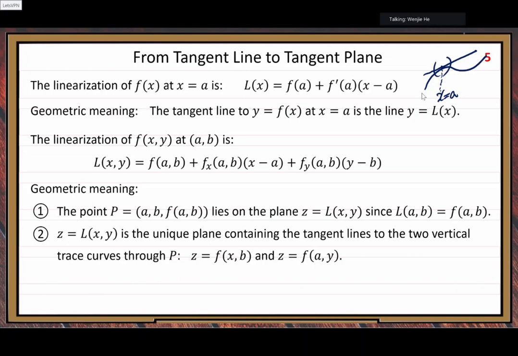X, y, z coordinates. All right. Z coordinate, y coordinate, and x coordinate. Okay? All right. Then, look at this vertical trace curve. Now, how do you see this vertical? Because x is fixed. X coordinate is fixed. It's A. Y is a variable. So, z is a function of that y variable.